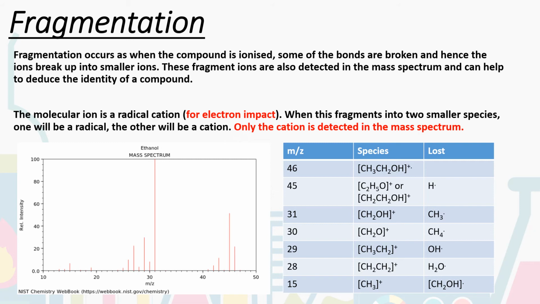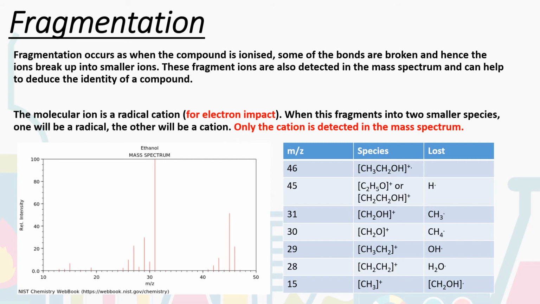Remember, for our ions to actually be accelerated, we need them to have a positive charge. It's electrostatic attraction that does that. And for our ions to be detected, they have to be positively charged ions, because they accept an electron, and that flow of electrons is the current that we measure. So our radical just doesn't get detected, it gets lost. It's only the cation that we detect. And that's the same for electrospray ionization as well. When that fragments, it's only the cation that we detect in our mass spectrum.